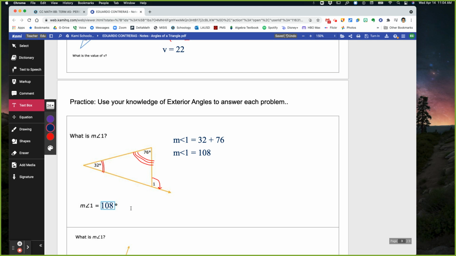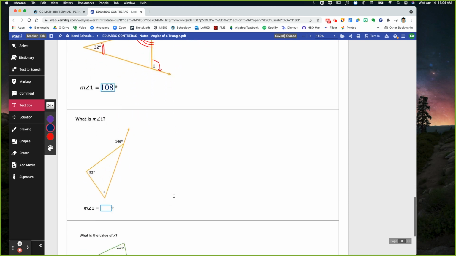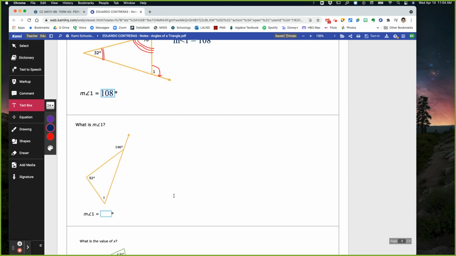I'm going to put 108 there. Okay. All right, so that one wasn't too bad. You just add the two inside angles, they equal the outside angle. That's what we're going to use on this next part. However, we know the outside angle. The outside angle is 146.